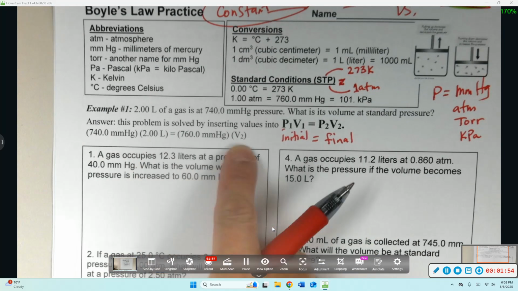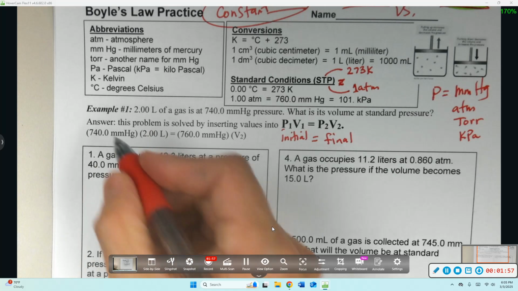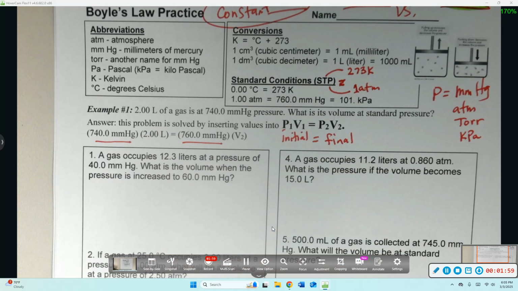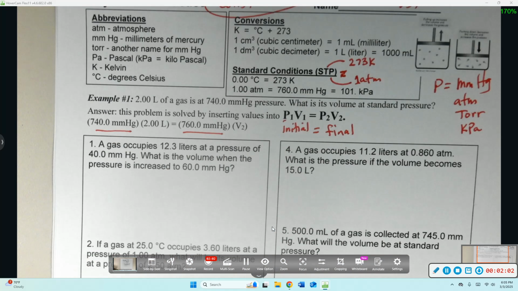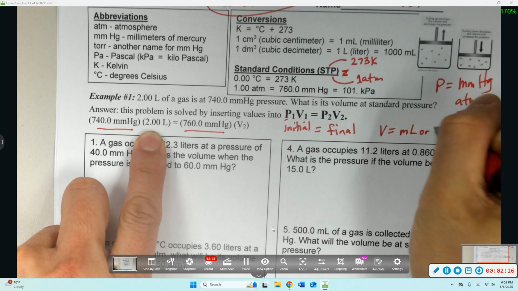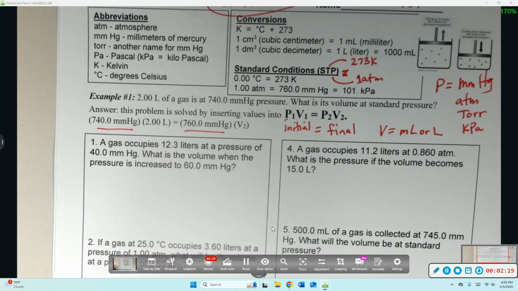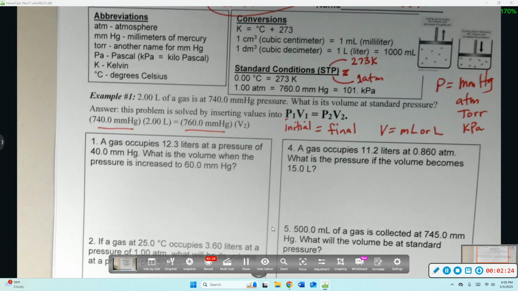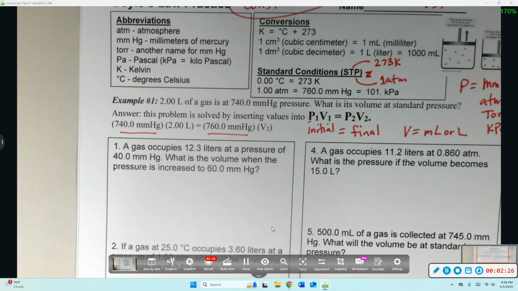Here's a sample question. Make sure that the two pressure units are the same. If they are not the same, you have to convert them so that they're the same. So it doesn't matter which pressure unit you use, as long as they are the same, you can use this equation. The volume units are the same as well. Remember, volume is going to be milliliter or liters. All right, I see milliliters and liters here, perfectly fine. So for Boyle's law, if they give you temperature, it's constant. It cancels out, so it's irrelevant.